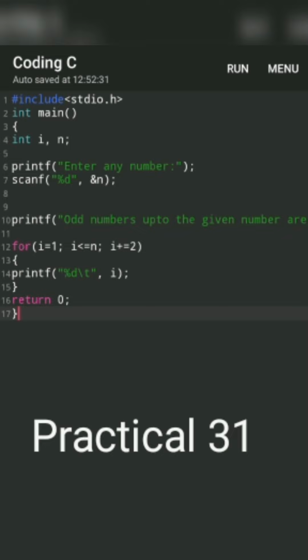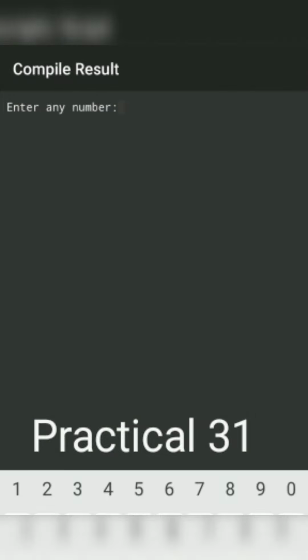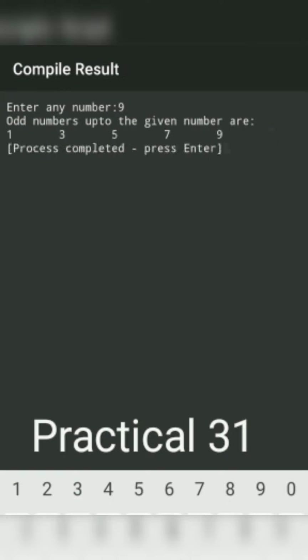Let's do the compilation and run. It will ask you to enter any number, 9 like say. Then you can see the odd numbers. The odd numbers are those numbers which are not divisible by 2: 1, 3, 5, 7 and 9. Now you can see 9 is also included, because what was written is that the loop will be repeated until i is less than or equal to 9, so 9 will also be included.